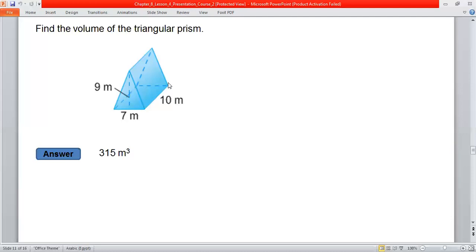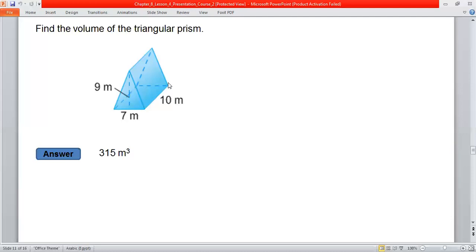So 4.5, right? We can multiply 4.5 by 7. 4.5 times 7 gives me 31.5. If I multiply by 10 after that, it gives me 315. Again, what do we do? I will multiply base area times height.